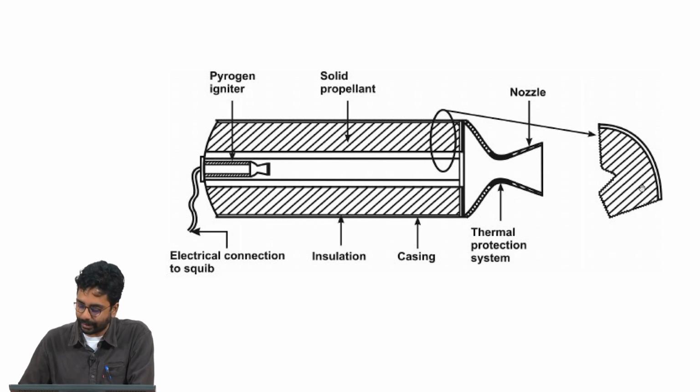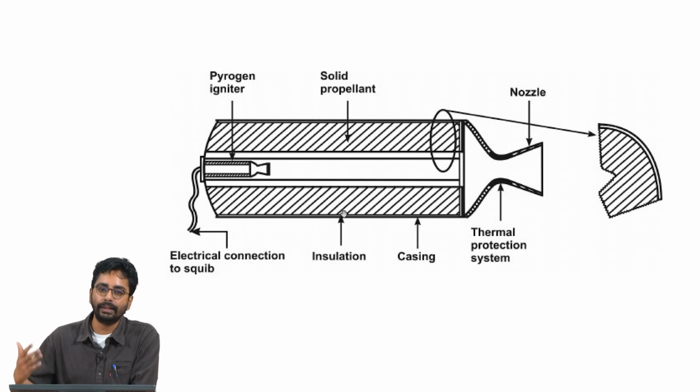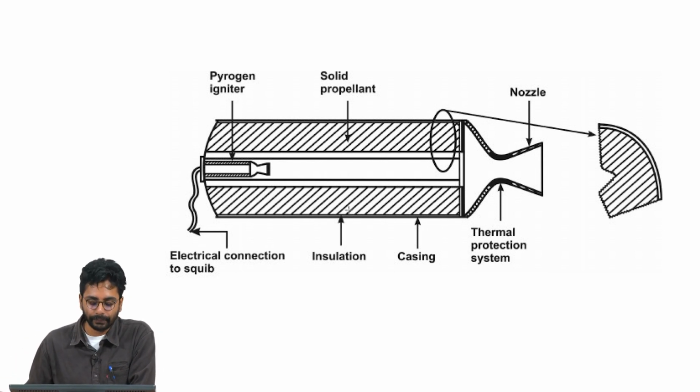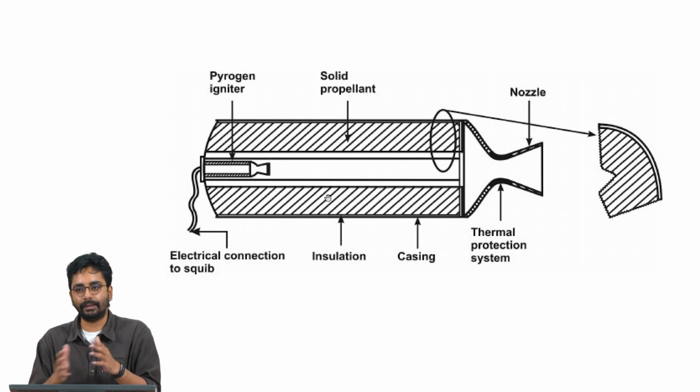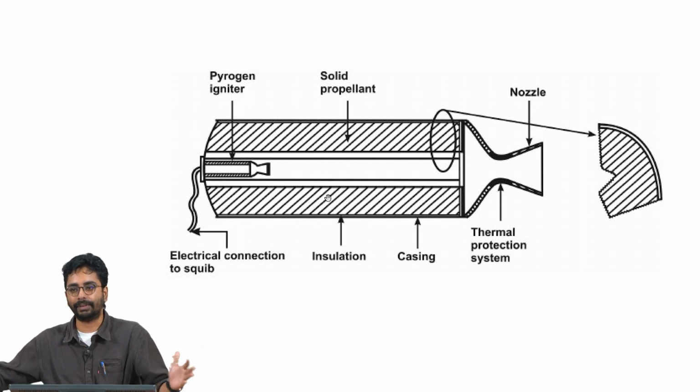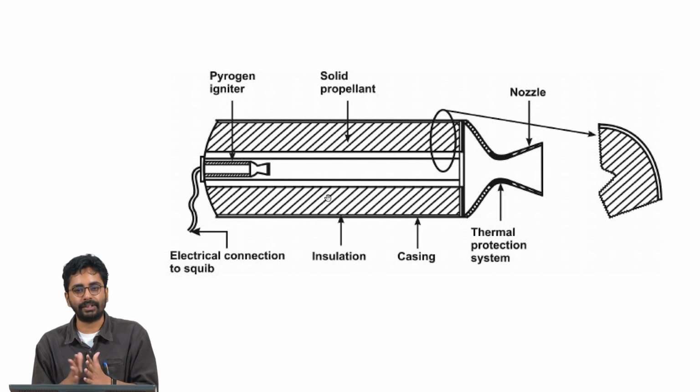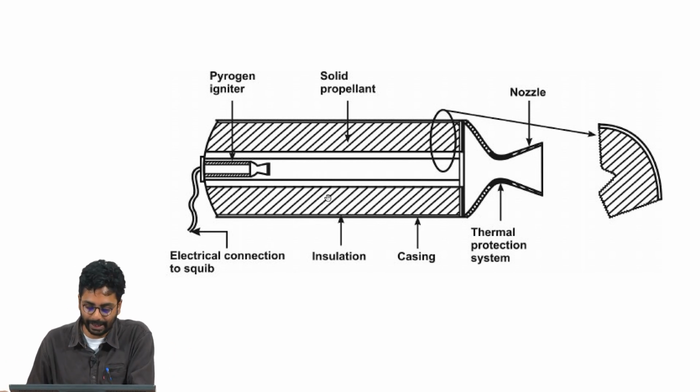So, the cross section can have a variety of shapes, and depending on the size of the rocket motor, you have igniters of special kinds. It is usually a pyrogen igniter connected to an electrical connection to the squib. This is the converging part of the nozzle, the throat, and the diverging part. There is an insulation between the casing and the solid propellant. The long propellant grains are made by putting together segments of grains, and there can be insulations or inhibitors between different sections of the grains also.